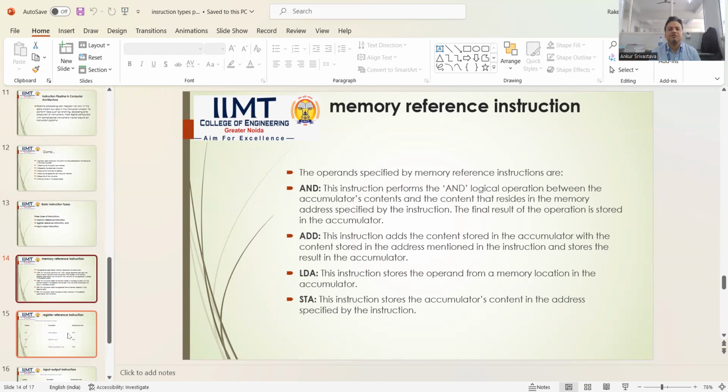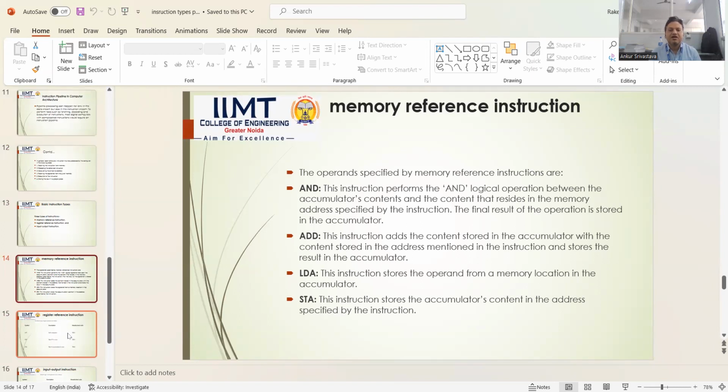Accumulator, which is denoted by AC, is itself a register used by the processor. That means the accumulator is a processor register. So this AND means we are using the AND logical operation between the accumulator's content and the content that resides in the memory address. We can say that AC goes to AC AND memory. So the content of the accumulator and the memory is now transferred to the accumulator.